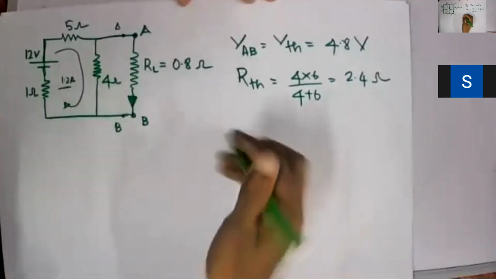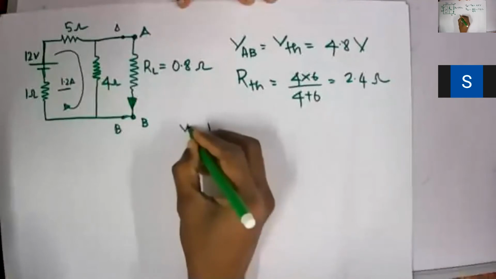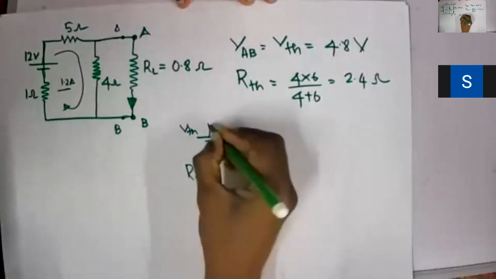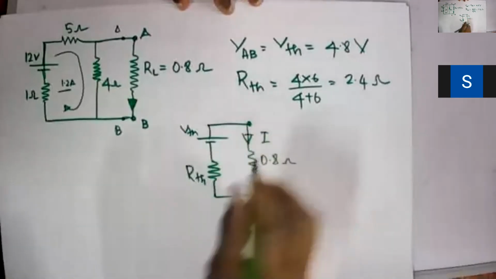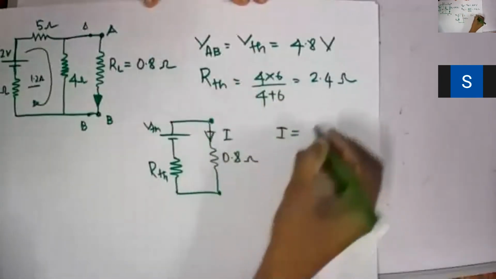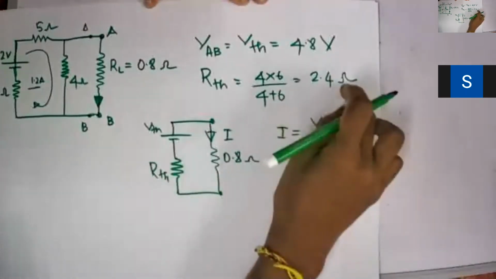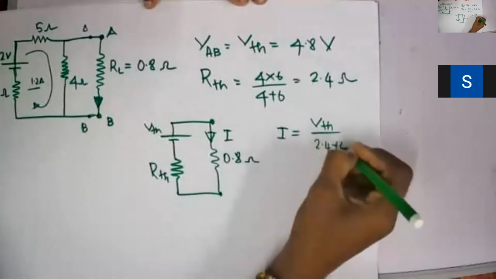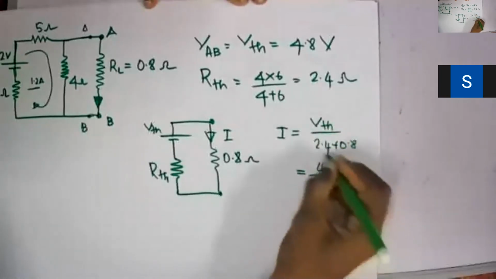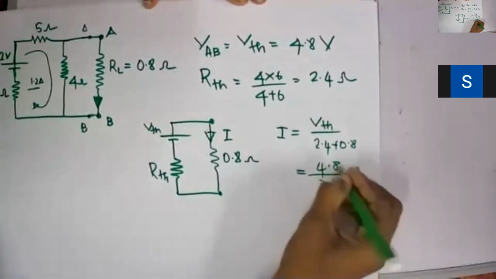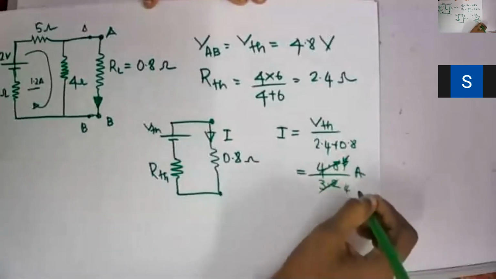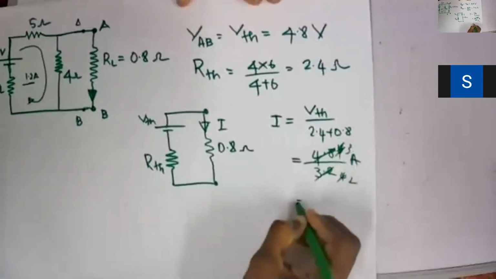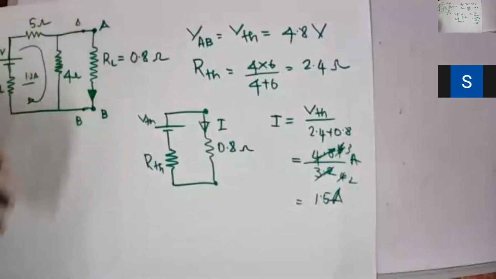Now you need to draw the equivalent circuit, which has my VTH and then of course RTH. This will be my A, my RL is 0.8 ohm resistance, and I need to calculate the current I. So I equals VTH divided by RTH plus RL, so 2.4 plus 0.8, which is 3.2. 4.8 divided by 3.2, or 3 divided by 2, which will be 1.5 amperes. Clear? Are you okay?